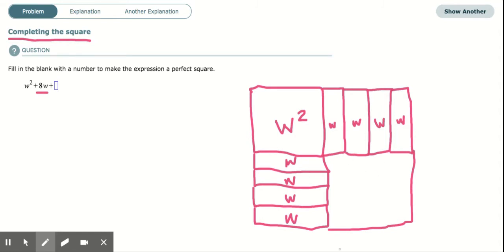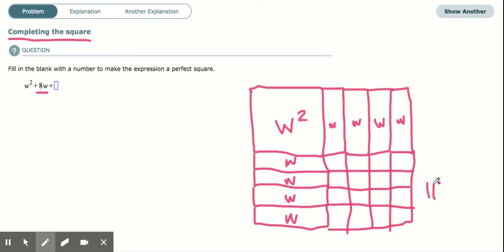Well, you would have to put in this many units. This is 4 columns, and this is 4 rows. So how many units would that be? Well, you would need 16 units. These are positive. You need 16 units to complete the square.